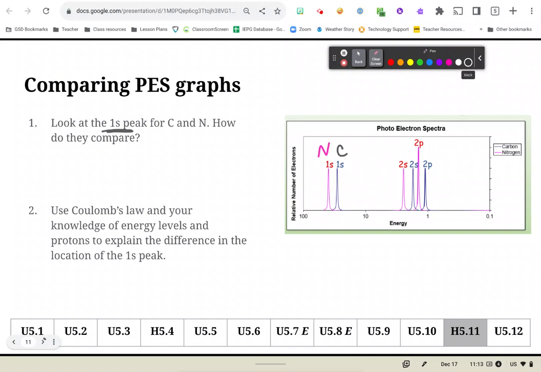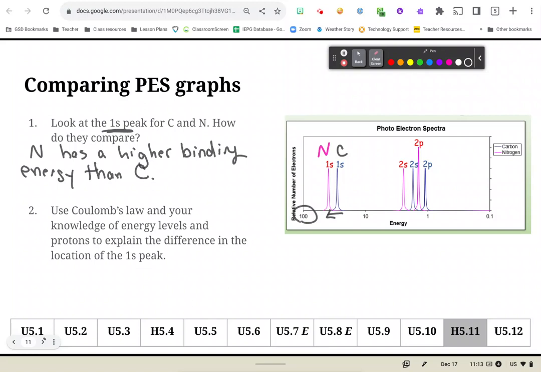So I'm going to talk about nitrogen. Nitrogen has a higher binding energy than carbon. The reason I know that is because it is further to the left, which means it's closer to the higher numbers. So the 1s electrons in nitrogen, and in fact any of the orbitals, have a higher binding energy than carbon. All right, so using Coulomb's law.